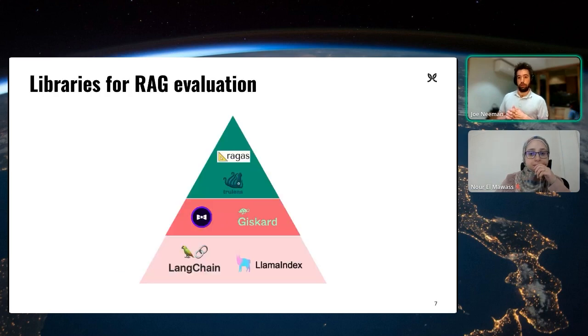Now, fortunately, over the last 4 years, the generative AI, LLM and RAG space has matured quite a lot. And there are now a lot of really high quality libraries available to make it easy to do stuff.